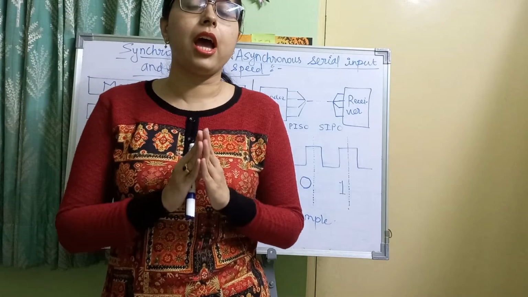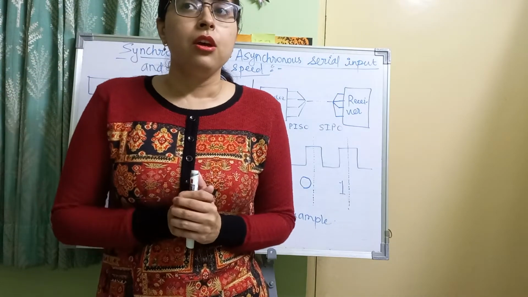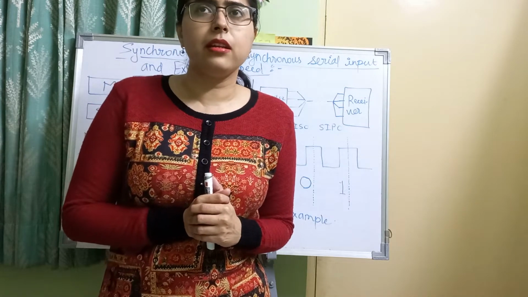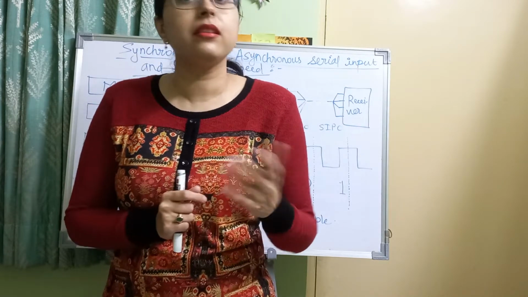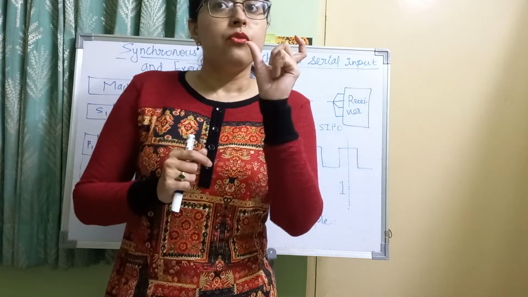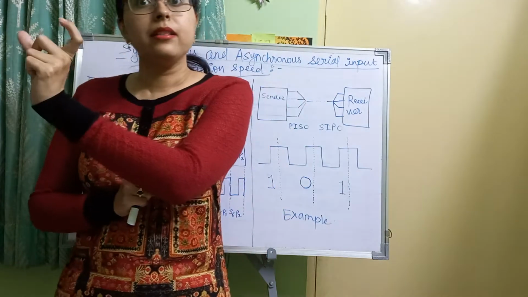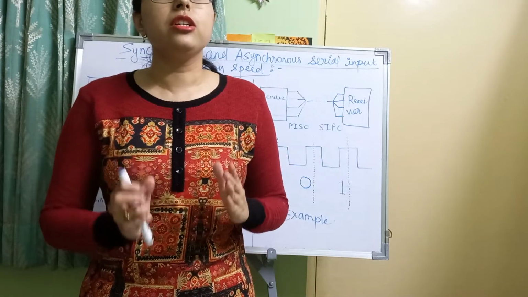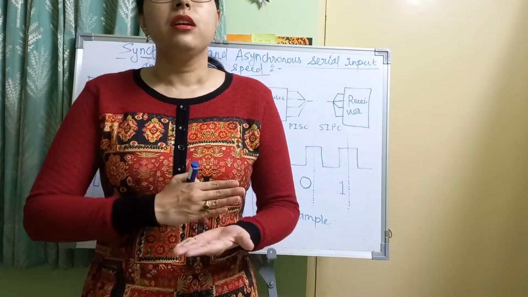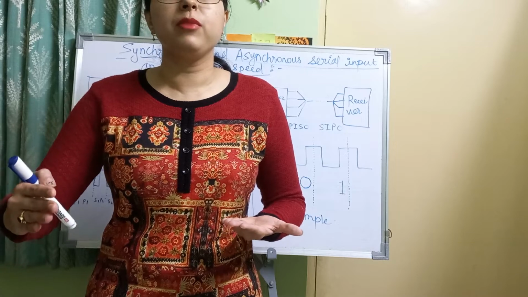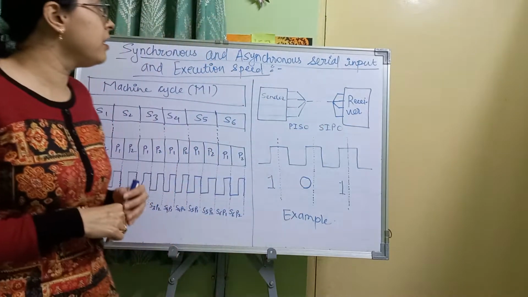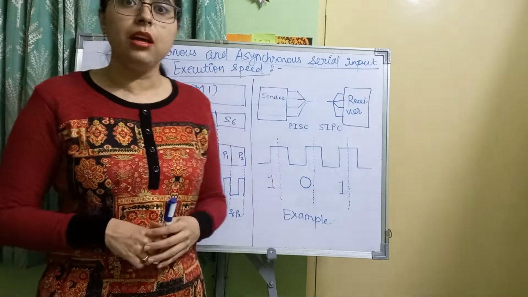Asynchronous means variable time interval. What do you mean by variable time interval? Suppose I have to transmit 3 bytes. The distance between the first and second byte is 4 seconds, and the distance between the second and the third byte is 6 seconds, right? So first 4 seconds and then 6 seconds. So the time interval is changed now. Whenever there is a change in the time interval, meaning the time interval between the bytes is not fixed, we say that the serial input is an asynchronous serial input.